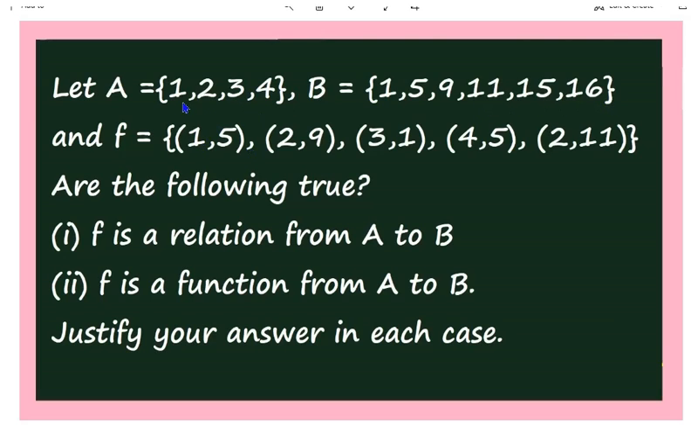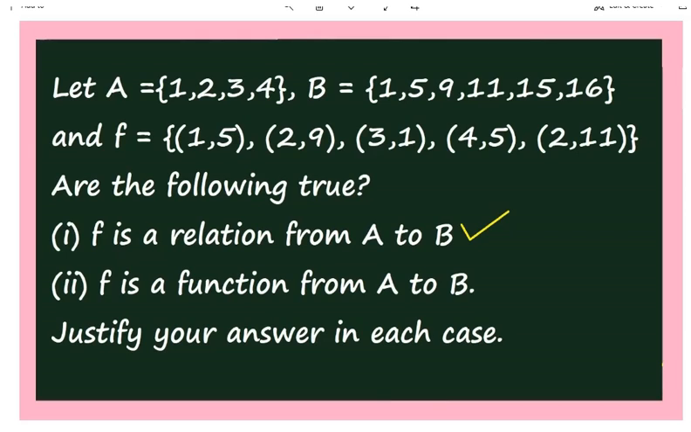(1, 5) is also there because here (1, 1), (1, 5) is there. (2, 9) is also there. (3, 1) is there. (4, 5) is there, and (2, 11) is also there. Therefore all these elements are in A cross B. That's why f is a subset of A cross B, therefore it is a relation, and the first statement is true.